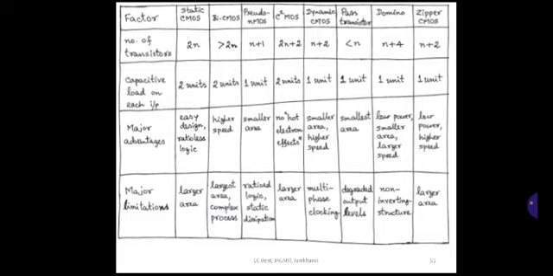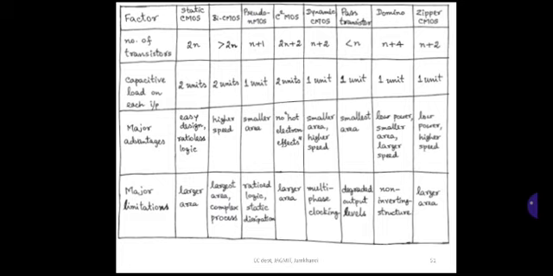So this is a comparison of the different logic structures. The factors considered here are the number of transistors, capacitive load on each input, major advantages, and major limitations or disadvantages. The devices used here are static CMOS, BiCMOS, pseudo NMOS, C-square MOS, that is clocked CMOS, dynamic CMOS, pass transistor, domino logic, and the last one, zipper CMOS.